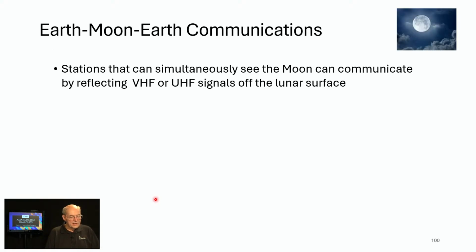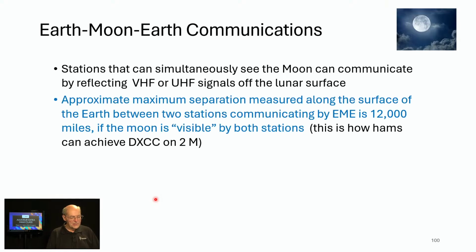So stations have to be able to see the moon at the same time. So if it's 12,500 miles from one edge of the Earth to the other, that would be the maximum distance. So the approximate maximum separation measured along the surface of the Earth between two stations communicating by EME is about 12,000 miles. I said 12,500, but call it the same thing. But the moon has to be visible by both stations.